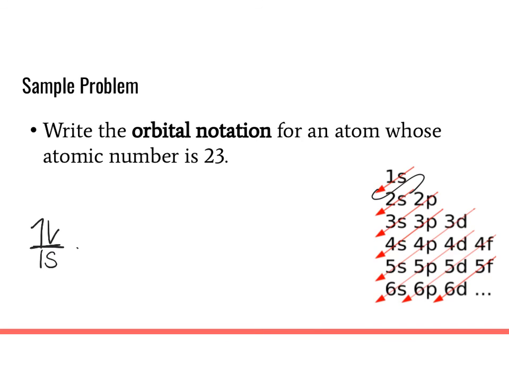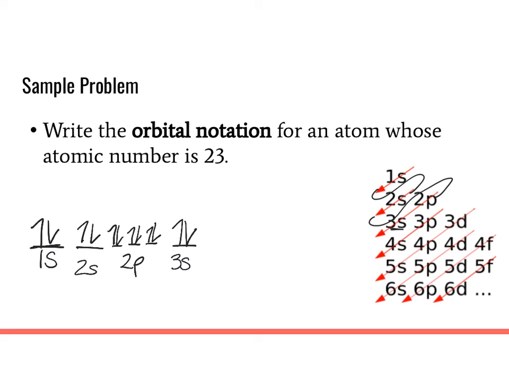After that, I'm going to go 2s. Still like I have one bunk, 1 up, 1 down. Now I go 2p. When I have a p orbital, it's like I have 3 bunk beds to fill. And I'm going to go up, up, up, down, down, down. Okay? So at this point, I have filled 10, but I need 13 more, so I have to keep going. So I'm going to go to my 3s, which is just one bunk bed, and I'm going to fill it. Now I have 12. Now I go to the 3p.